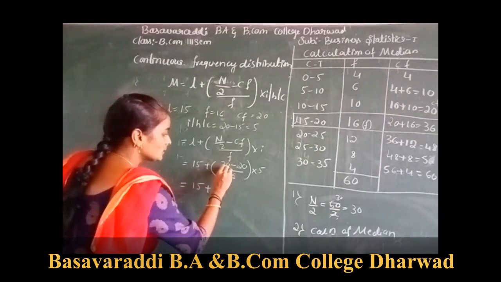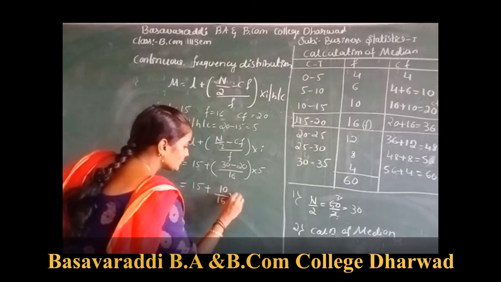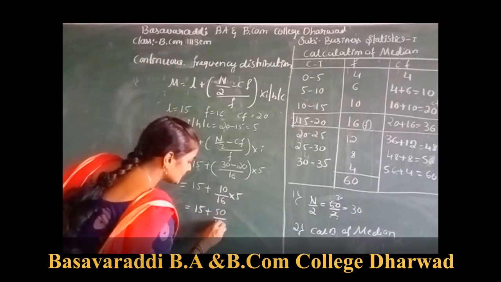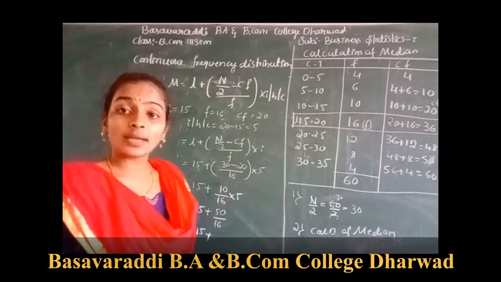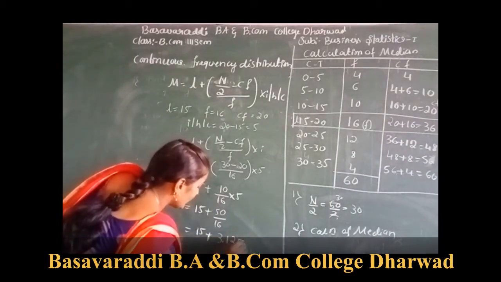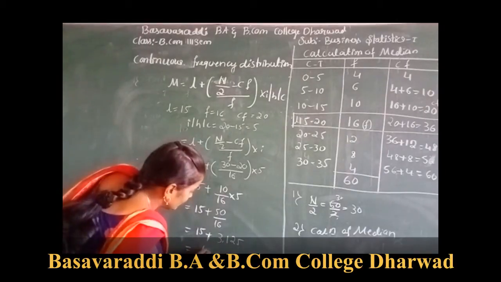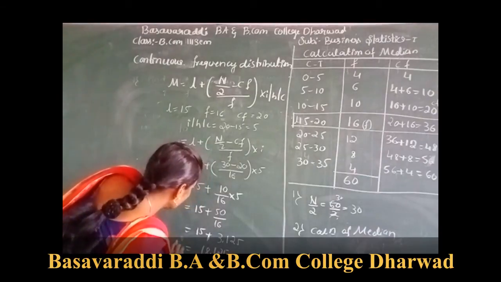15 plus 30 minus 20, 10, divided by 16 into 5. 15 plus 50 divided by 16. 50 divided by 16 is 3.125. Add these two, 15 plus 3.125, 18.125 is called the median.